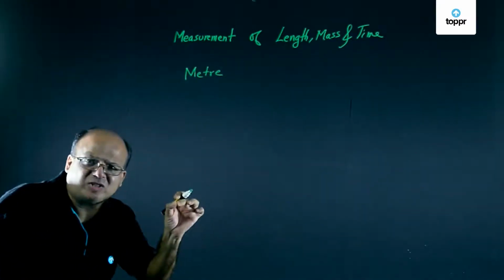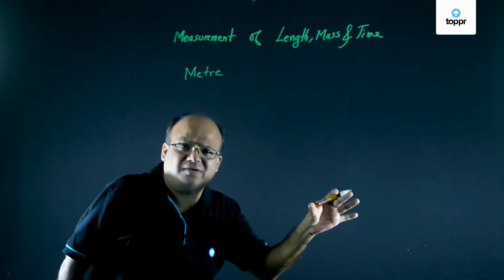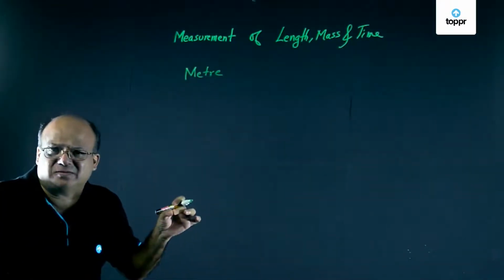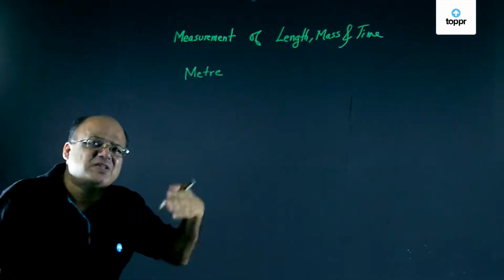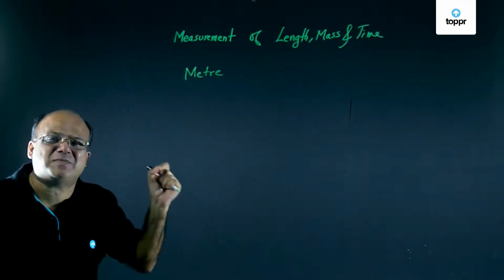How do you measure small things? We can use a vernier caliper. With a vernier caliper we can measure up to 0.1 millimeter. Or we can use a screw gauge. With a screw gauge we can measure up to 0.01 millimeter.